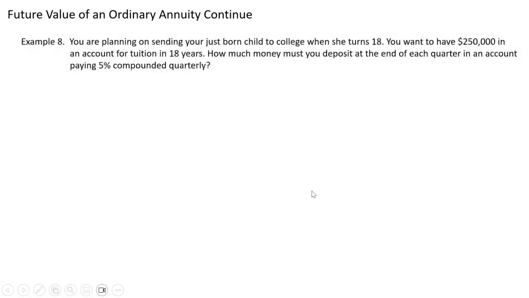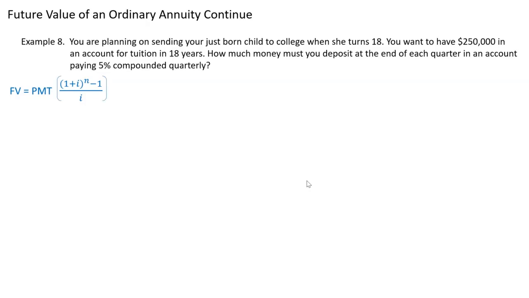Okay, now let's do one more. Here we go. Okay, you are planning on sending your just born child to college when she turns 18. You want to have at least $250,000 in an account for tuition in 18 years. How much money must you deposit at the end of each quarter in an account paying 5% compounded quarterly?